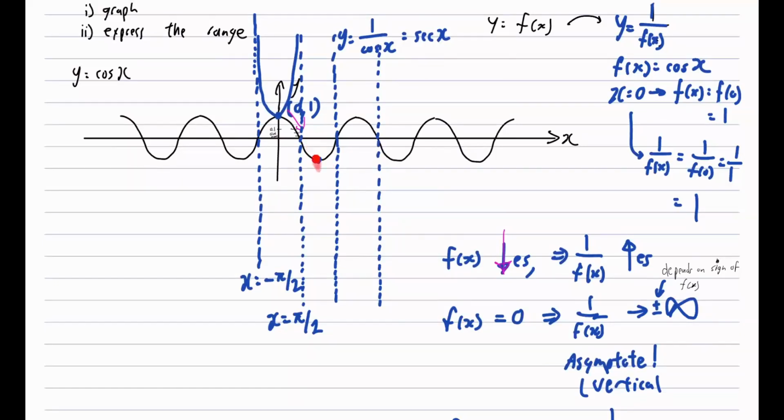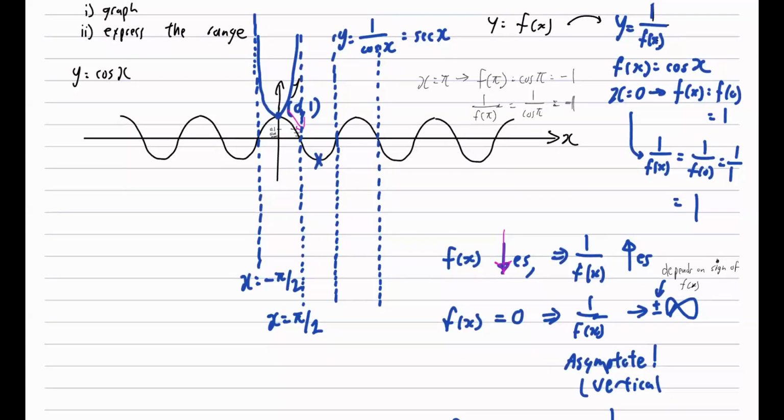Then if this point here is pi comma negative 1, in other words, x equals pi, f of pi, which is cosine of pi, equals negative 1. Then what happens to your 1 over f of pi? 1 over f(x) when x equals pi? It will be 1 over cosine, 1 over negative 1, which is still negative 1. So it will definitely pass through the same point.